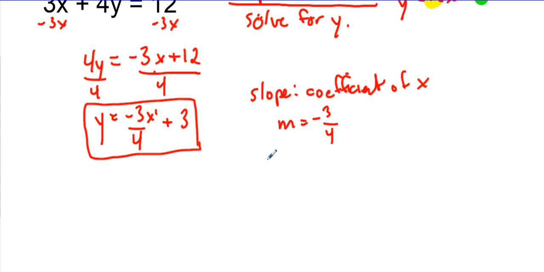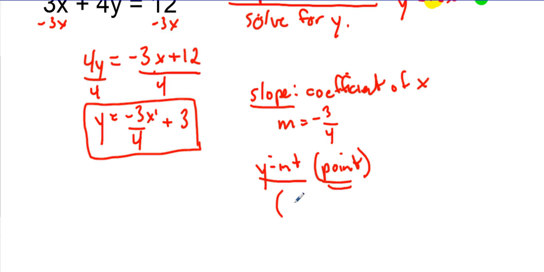Now, the next thing is we want to find our y-intercept. A lot of students can look at this, and I can too, and see that our y-intercept should be 3. But I just want you to know the y-intercept is a point. It's a point on the graph. The slope is a coefficient, and the y-intercept is a point on the graph. What is that point? If you watch my other tutorial, the y-intercept is always located where x equals 0. So we can find this by plugging in 0 for x and then solving for y.